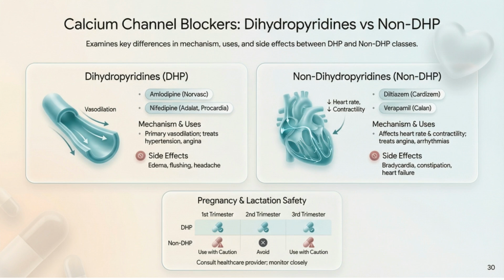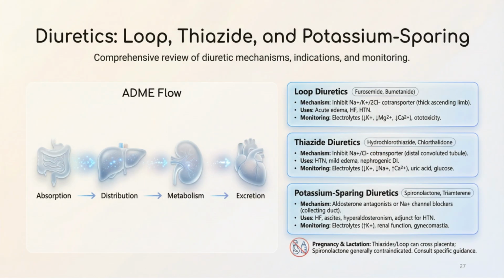Calcium channel blockers are divided into dihydropyridines like amlodipine, which primarily cause vasodilation, and non-dihydropyridines like diltiazem, which affect heart rate and contractility. Diuretics are classified into loop, thiazide, and potassium-sparing types, each with unique mechanisms, uses, and electrolyte monitoring needs. Always consider pregnancy and lactation guidelines.